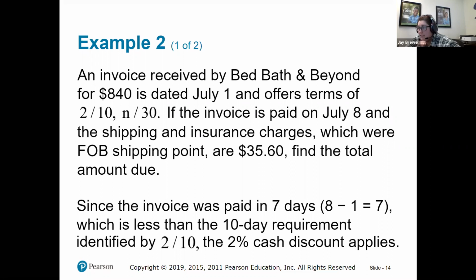So I think that means that whatever you find, so if you take the 2%, right? Because they paid it in 7 days, so they get 2% off of the 840. So 840 times 0.02 will be 16.80. 840 minus 16.80 is $823.20. Then I think we have to add the 35.60. I think. We'll see.